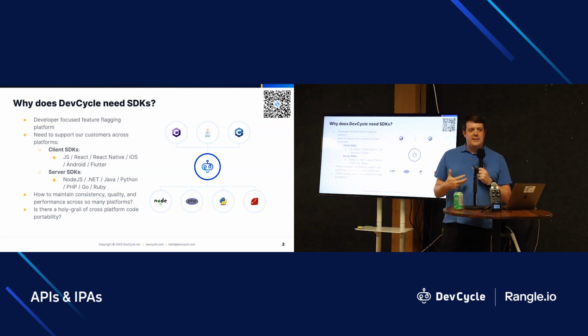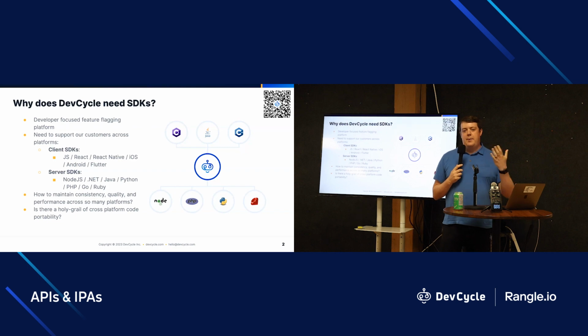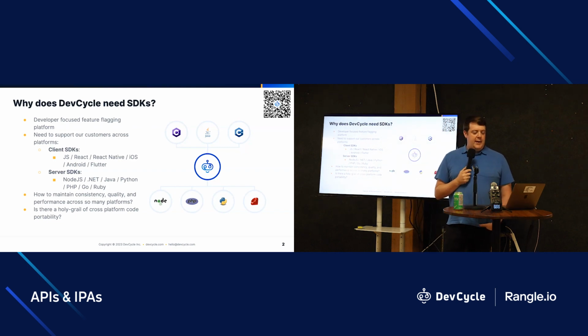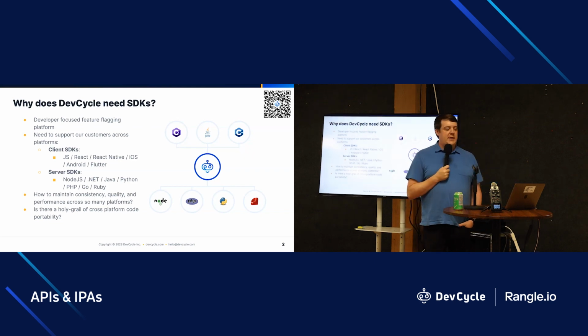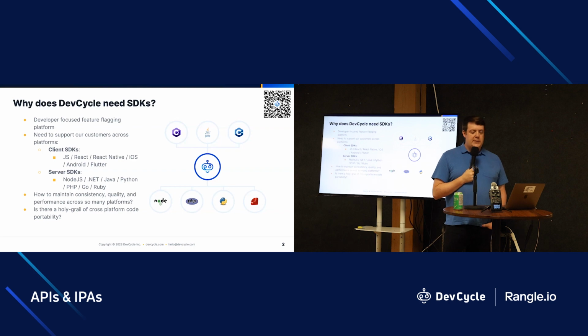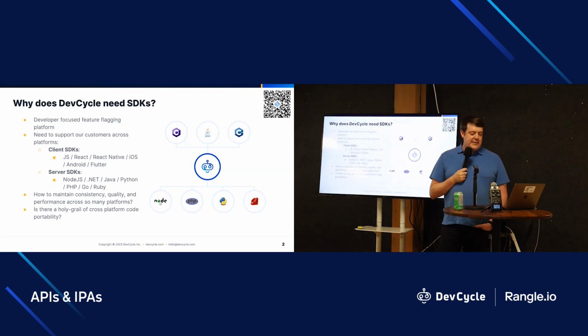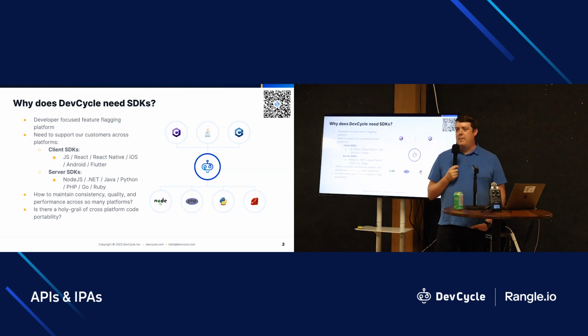And so the challenge for us as a smaller team, we have about 50 people in our company, about half of that on our engineering team, is how do we maintain consistency, quality, and performance across so many platforms? We have about 12 to 14 SDKs across our client-side and server SDKs, and we only have about 25 engineers, right? So that's a hard math problem there.